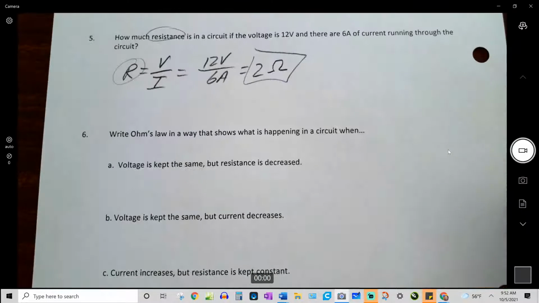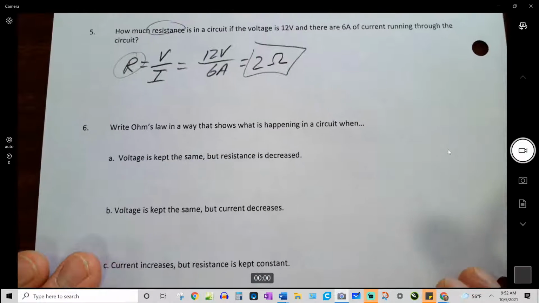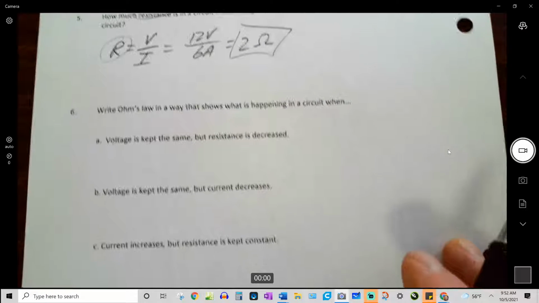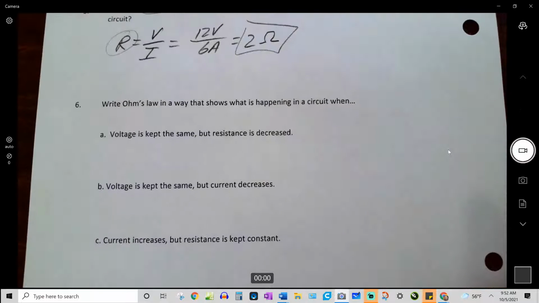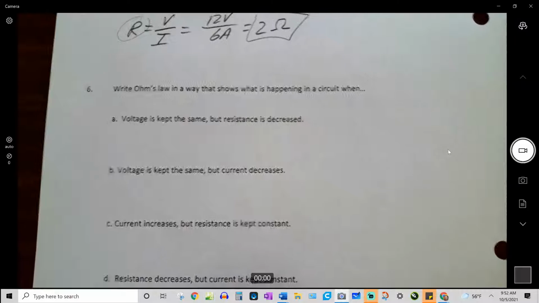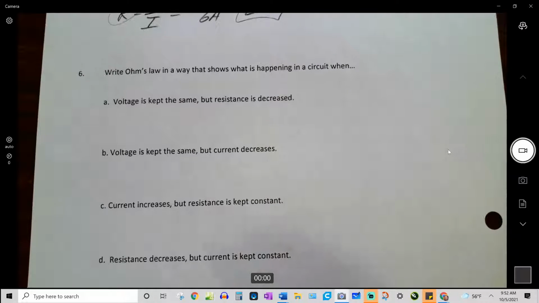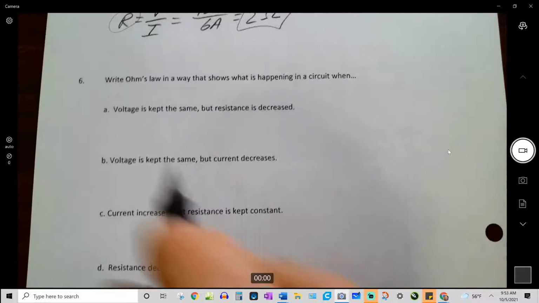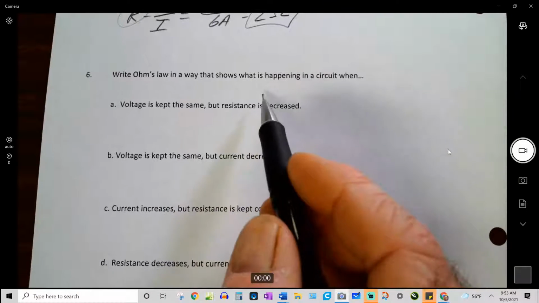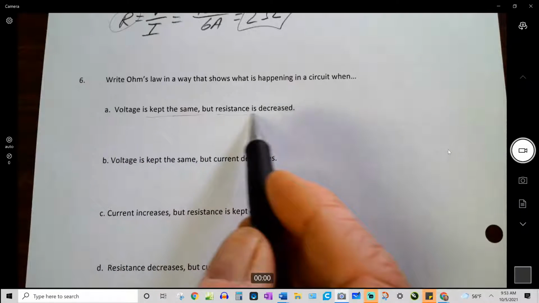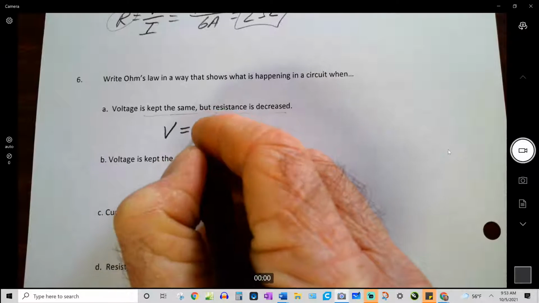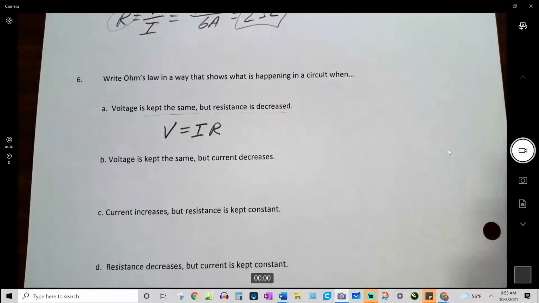So number 6, I would like people to try this, even if you haven't been taking notes so far, I want you to try some of these. I'll get you started on 6A. Once we're done with 6A through D, I'll hand out the copies that I just printed out. But I want everybody to give this a shot. So this says, write Ohm's law in a way that shows what's happening in a circuit when voltage is kept the same but resistance is decreased. So I'm just going to write Ohm's law, V equals IR. Try to make all the letters the same size. That's important here.